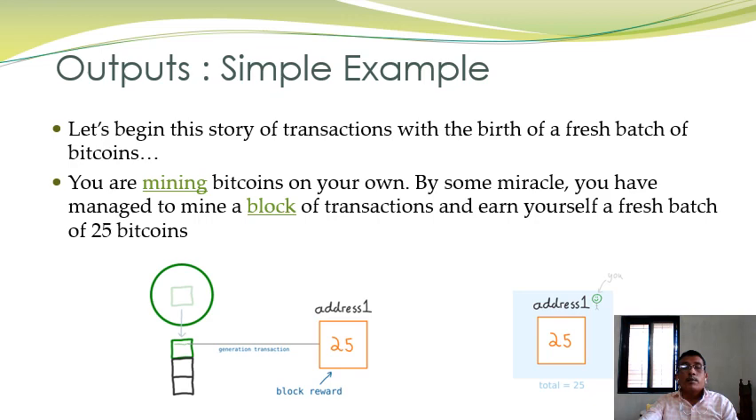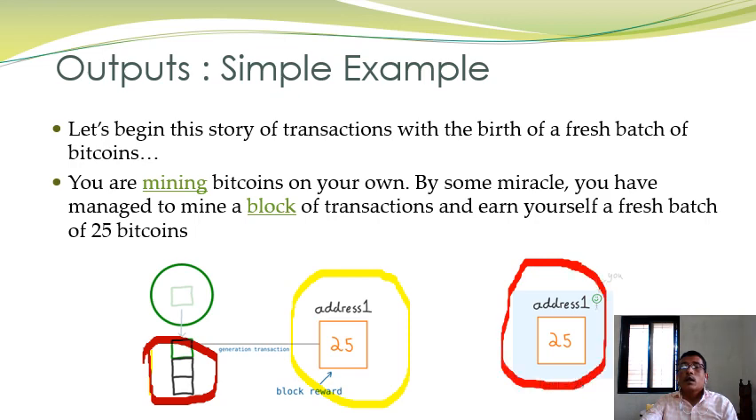You can see the example. We have 25 coins, and these coins belong to address 1. Address 1 is our address. This transaction of 25 coins is stored in the Bitcoin network. So address 1 initially has 25 coins, and we will see how these coins can be spent and transferred.